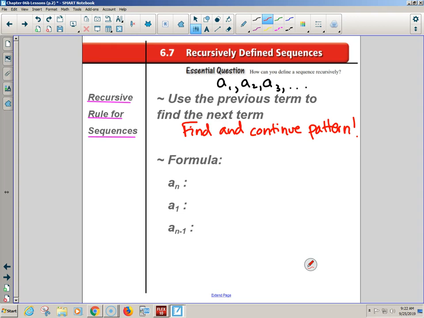And some of you guys are great at patterns. Some of you it's a little bit harder, and that's okay. We'll work together. But we're trying to find and continue the patterns. Now we got it. We're just in section 6.7. We just started a new page of notes. We graded the worksheet at the beginning. Find and continue the pattern.